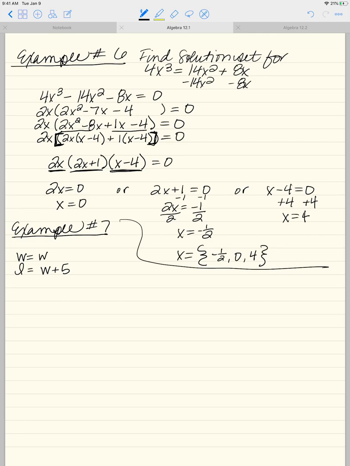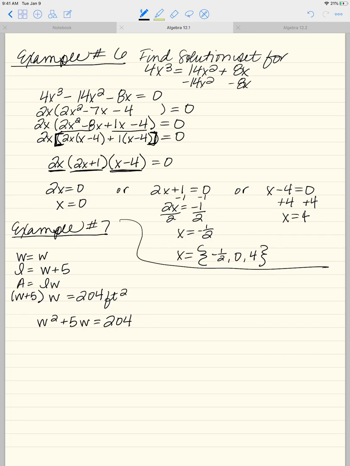The dimensions of the room, and we're talking about area because it says 204 feet squared. We know that area of a rectangle is equal to L times W. So fill in our variables here. The area of the room needs to be 204 feet squared. The length is W plus 5, and the width is W. Simplify that: W squared plus 5W is equal to 204. We are going to solve this as a quadratic equation.